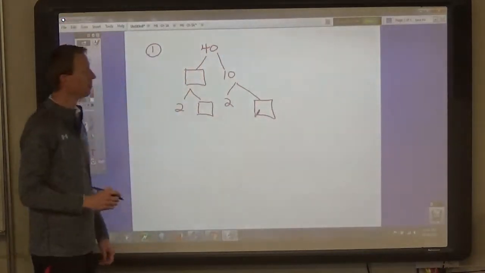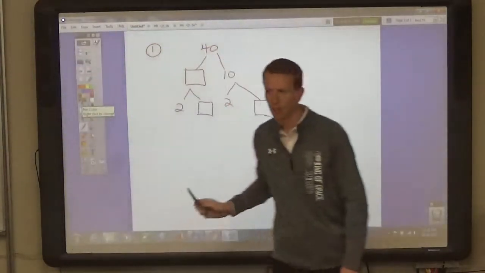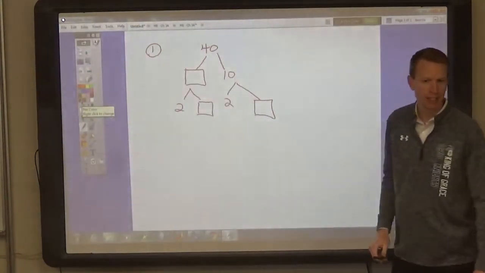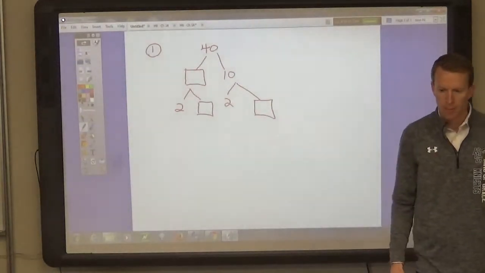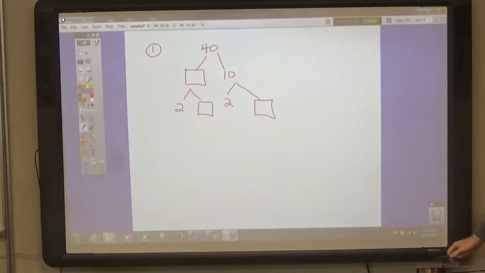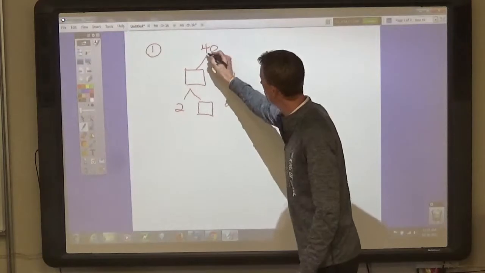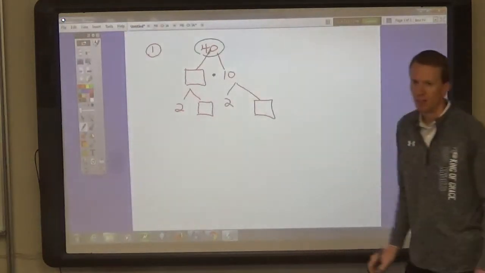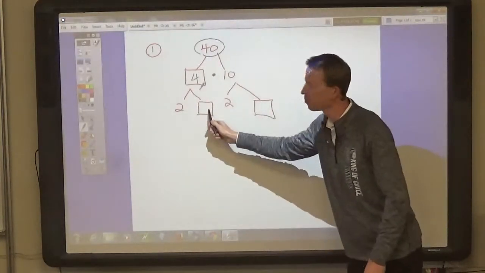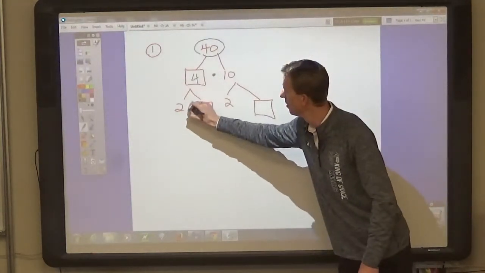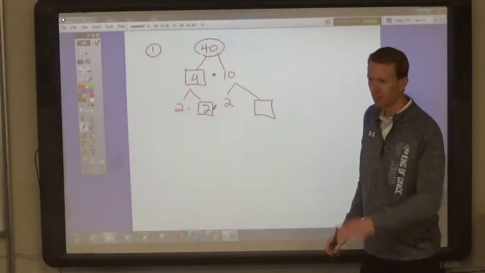Okay, let's fill in the blanks. What's missing in this? Right here. What number is missing on this line? Remember, it's these two numbers multiplied to make this number. 4. So then what's missing in this box? 2. And what's missing in this box? 5.